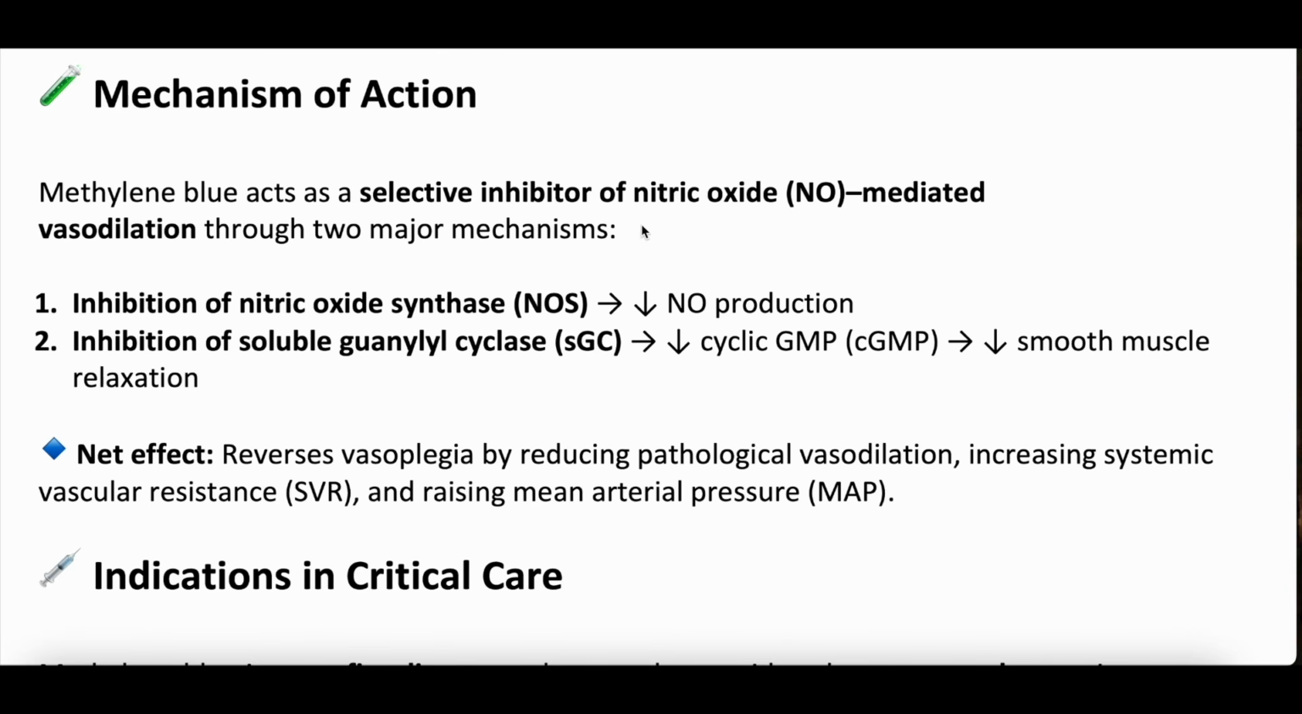So methylene blue can act as a selective inhibitor of nitric oxide. And nitric oxide causes vasodilation. So 2 main mechanisms at play here. One is inhibition of nitric oxide synthase. So this is what creates nitric oxide. So this will then decrease nitric oxide production. The other thing that methylene blue does is it inhibits soluble guanylyl cyclase, which will decrease cyclic GMP, and it will decrease smooth muscle relaxation.